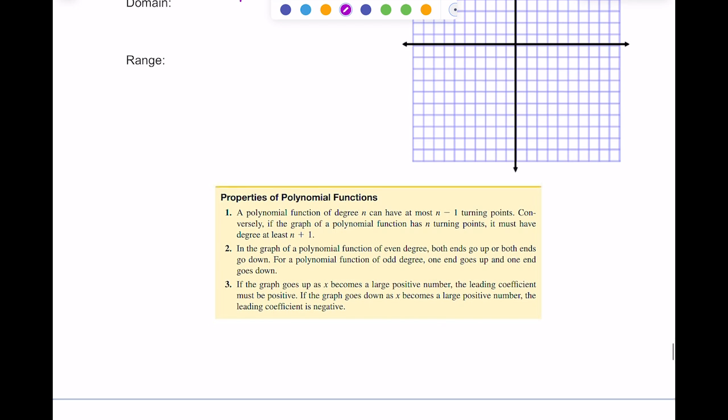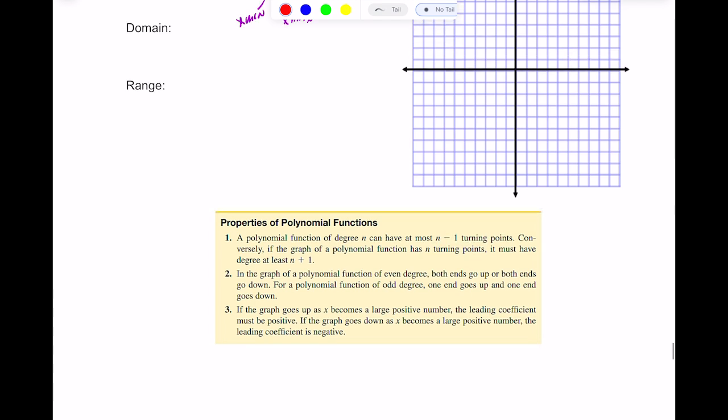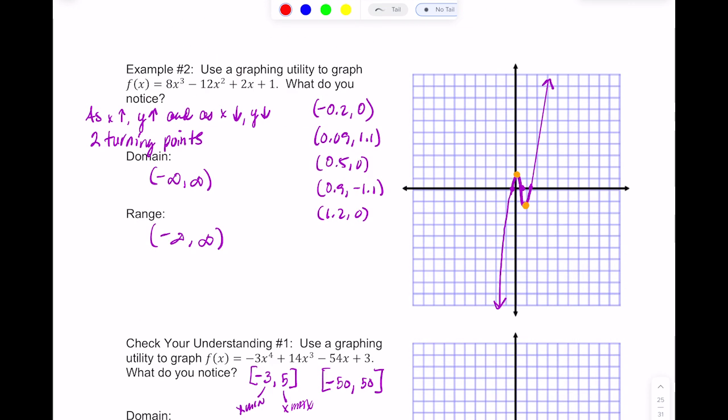Here's some properties for polynomial functions, so you can also pause the video and read through it. A polynomial function of degree n can have at most n minus 1 turning points. So what that means is if the degree is 3, as we saw in the example I did, right, it'll have 3 minus 1 turning points at most. So 3 minus 1 is 2, and we saw that it had 2 turning points. Now, that doesn't mean it'll have 2. It could have 1 turning point, but it can't have more than 2.